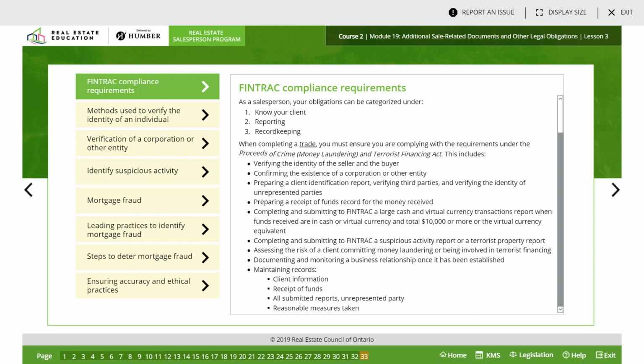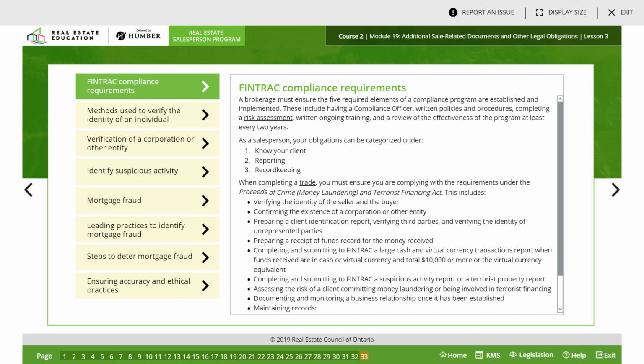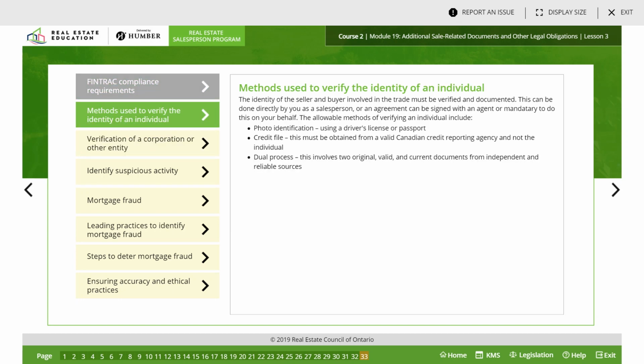Maintaining records, for example, client information, receipt of funds, all submitted reports, unrepresented party, and reasonable measures taken. So these are some of the requirements that you must comply with.